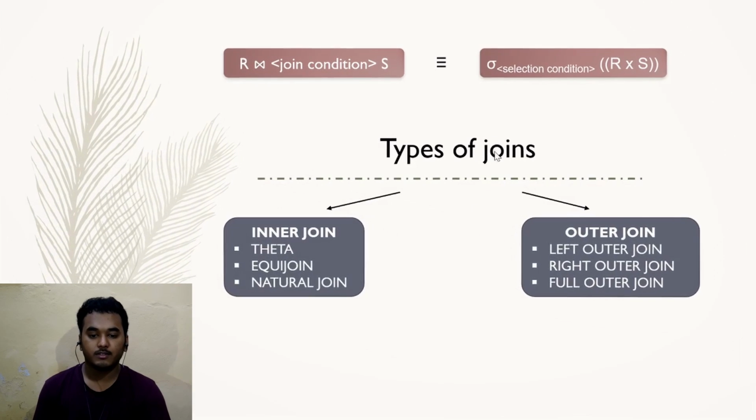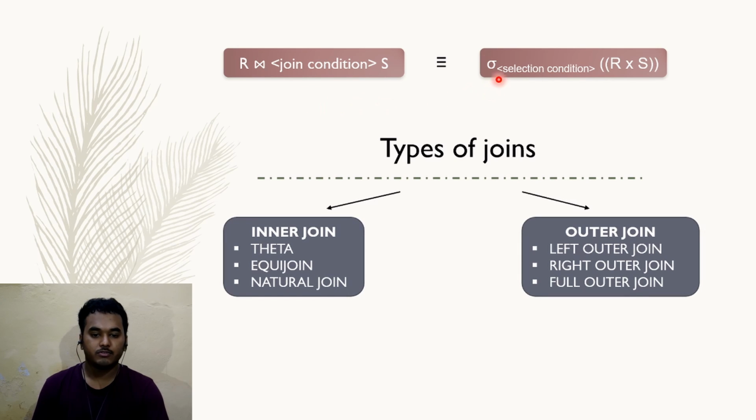So here we can see that there's equivalency between these two sets of operations. Here we have performed a join operation with a join condition, and here we have performed a Cartesian operation, and after that we have performed a select operation with the equivalent select condition. So these two operations are equivalent to each other.